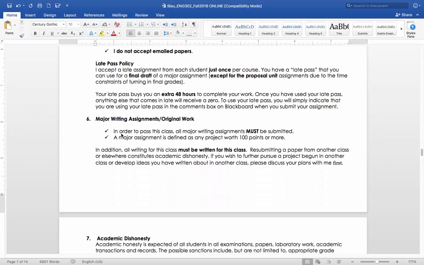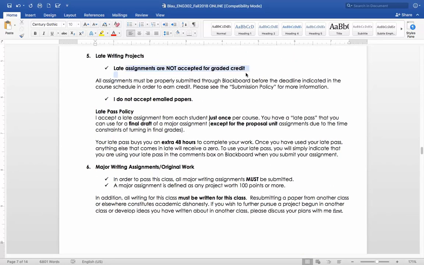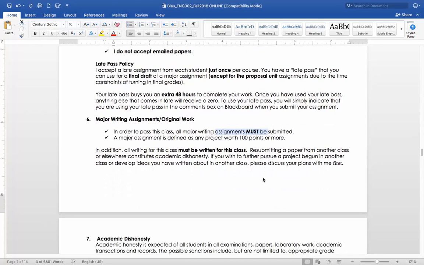All right, to pass this class, all major writing assignments must be submitted. So keep in mind, you cannot turn them in late, except for once. And if you want to pass, you have to submit all of them. So you can't just check out of this class and expect to pass. You have to submit all of the major writing assignments on time. And a major writing assignment is any project worth 100 or more points.